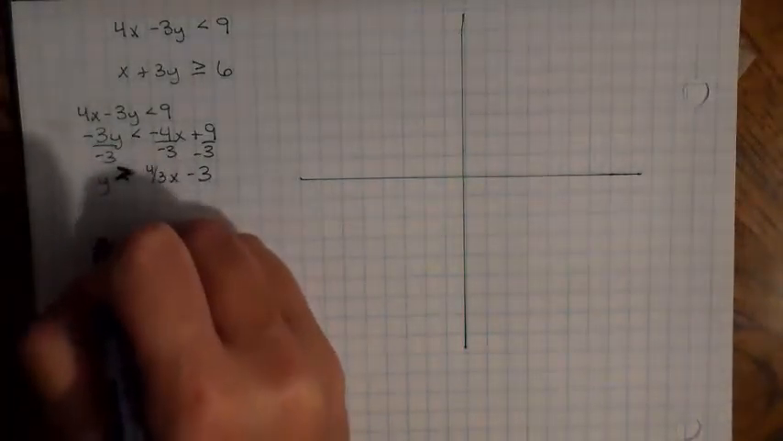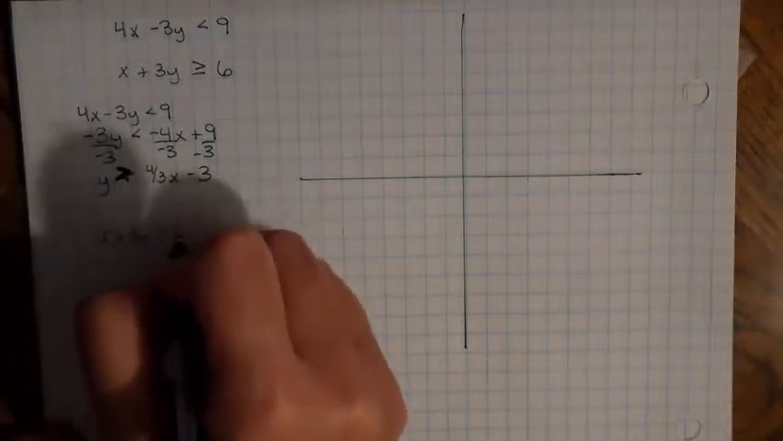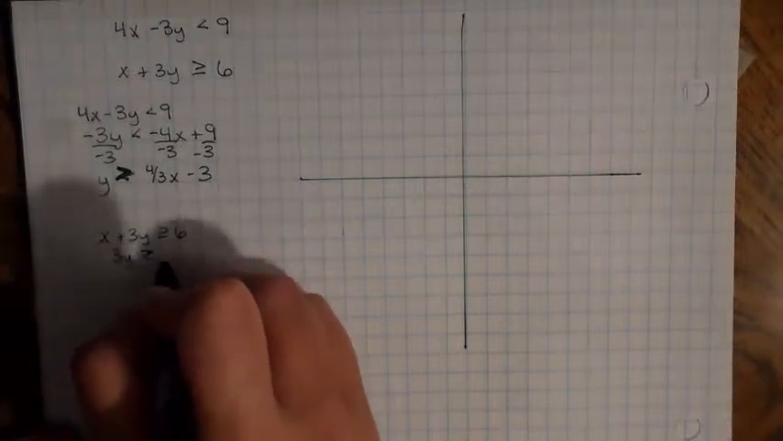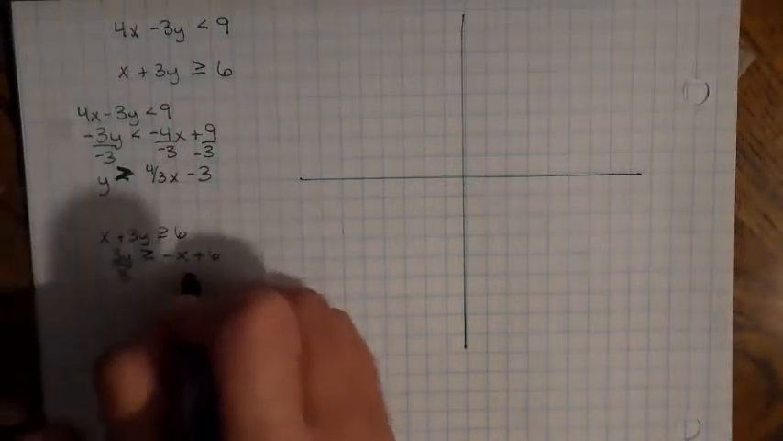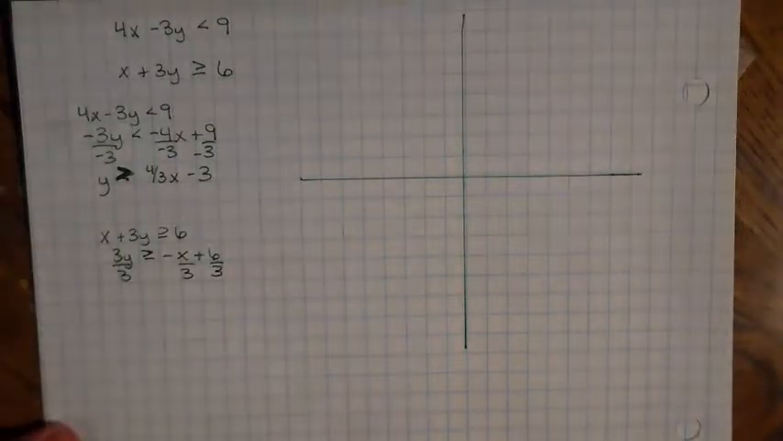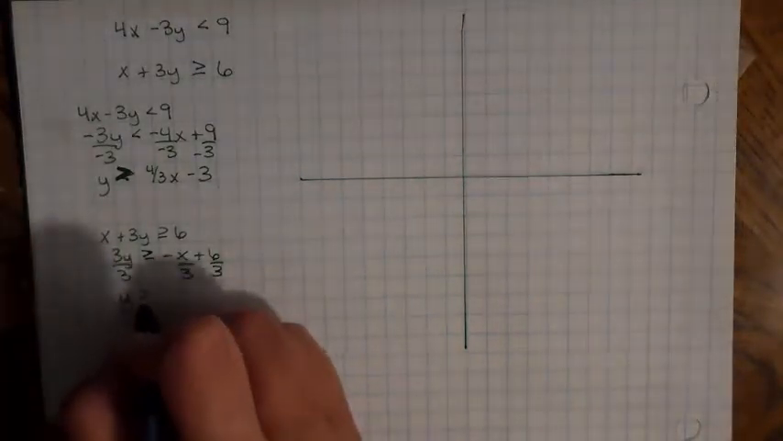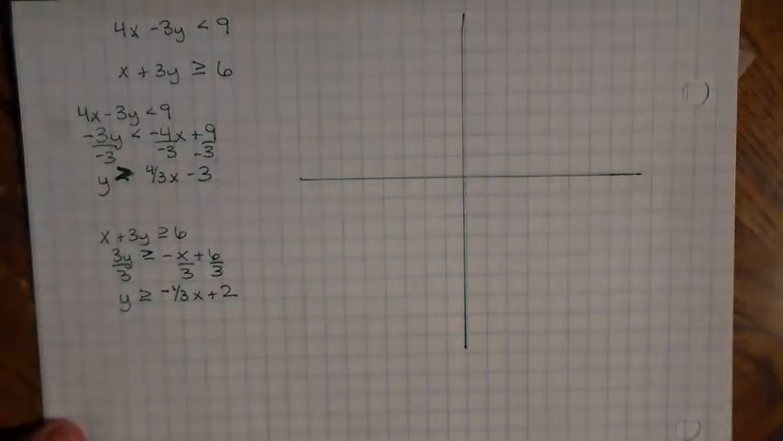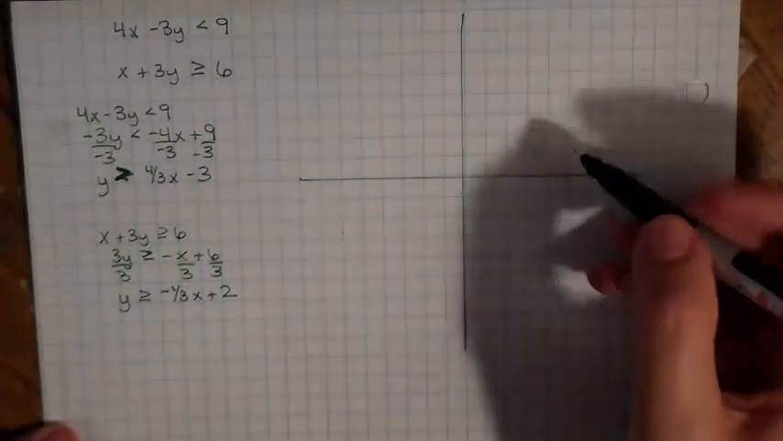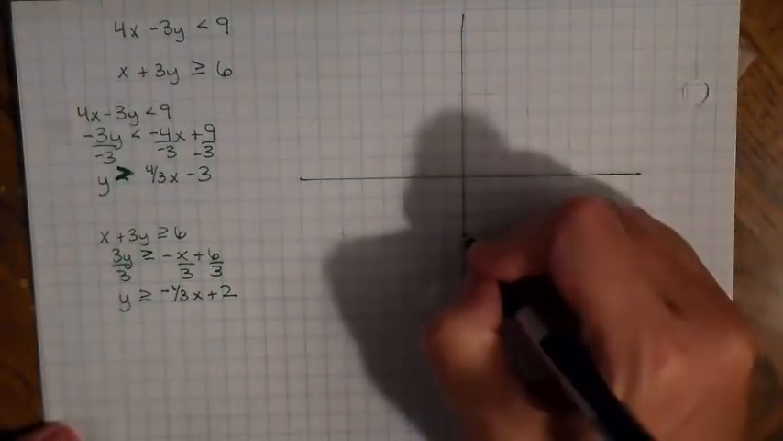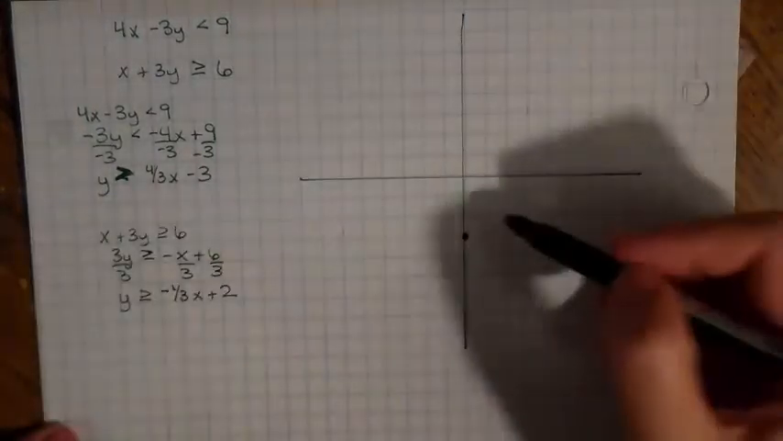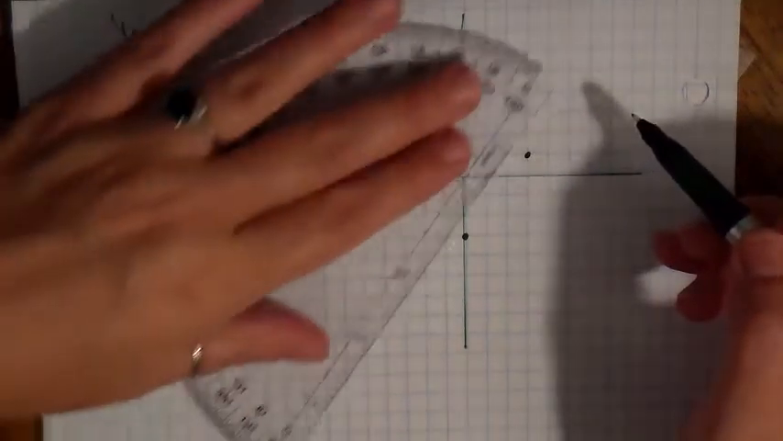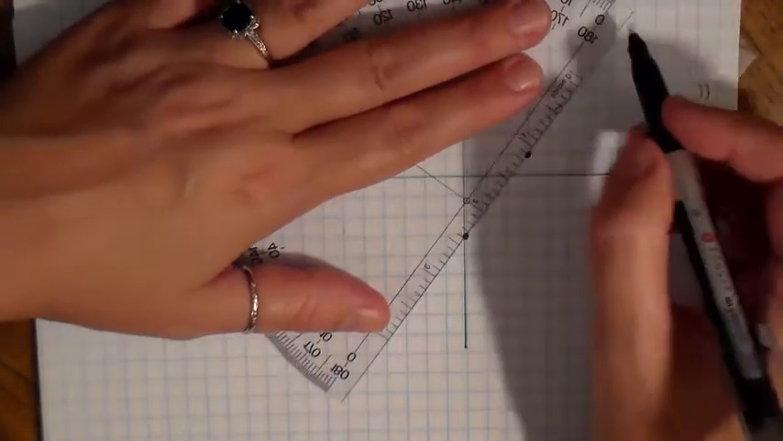Then on the other example, I have x plus 3y is greater than or equal to 6. Moving my x, I get 3y is greater than or equal to negative x plus 6. I divide everything by a positive 3, and I get y is greater than or equal to negative 1/3 x plus 2. So I'll graph each of these lines. I start with my negative 3, and my slope is 4/3, so I'm going to go up 4 and over 3. This is a greater than, so I need a dashed line.